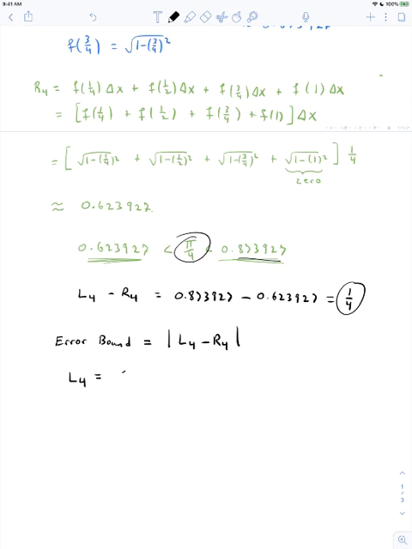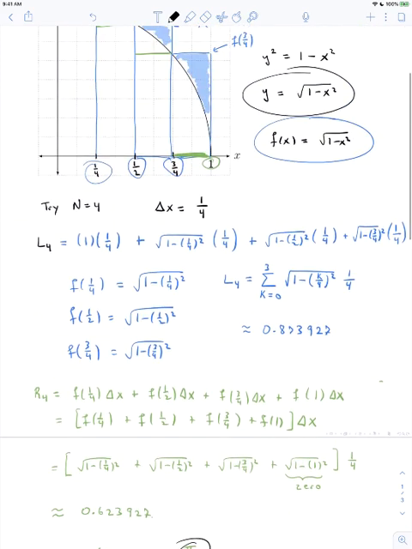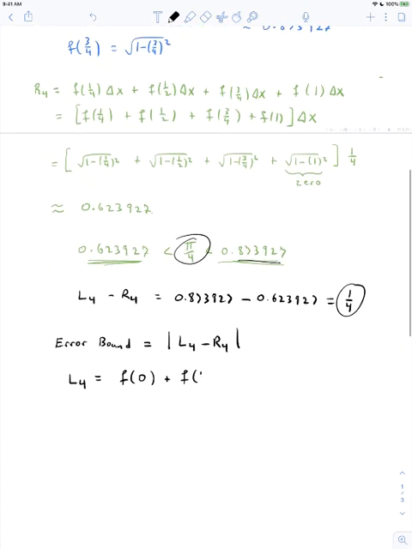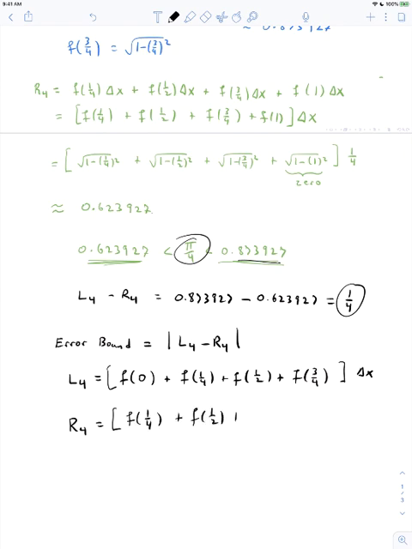L4 is going to be f at the first one, which is 0, plus f at the second endpoint, which is 1/4, plus f at 1/2, plus f at 3/4. All of this times delta x. And then from that, I want to subtract R4. Now, R4 is very similar, but it starts at 1/4, and then it's f at 1/2, and then f at 3/4, and then finally f at 1. All of this is times delta x.